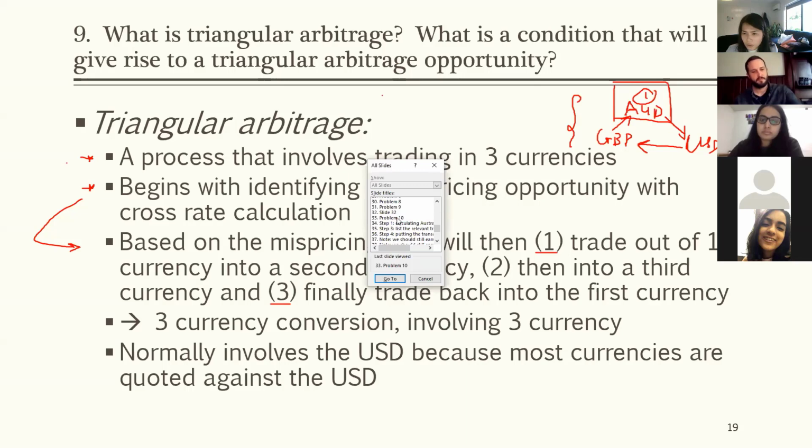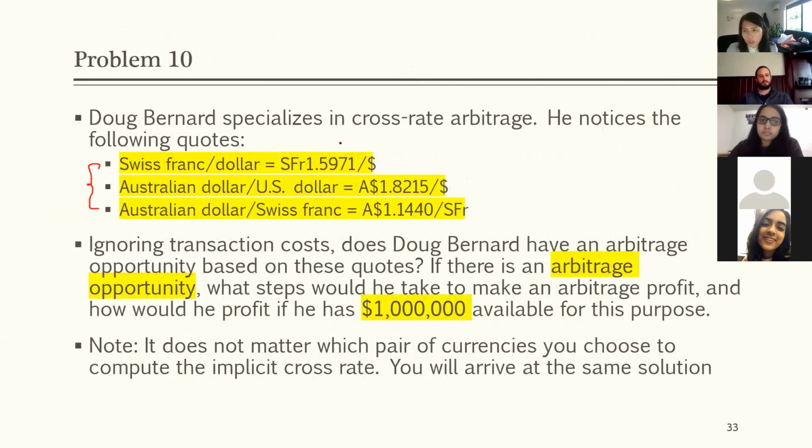So having talked about a brief idea of what cross-rate arbitrage is, let's look at an example. In this case, I've got three currencies: the Swiss franc, the Australian dollars, and the USD.